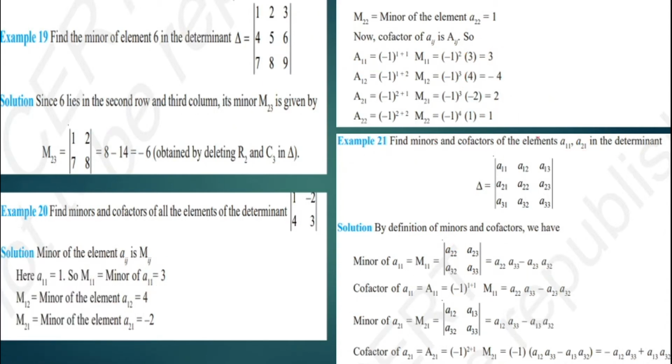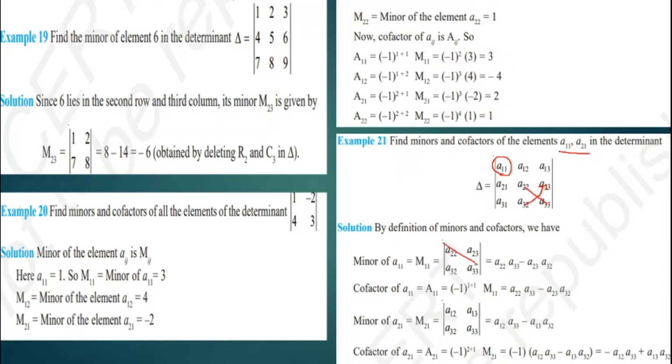Find the minors and cofactors of the elements A11 and A21. Here they have asked for the minors of two elements, A11 and A21. First we'll go for A11, find the minor and then the cofactor. So the minor of A11, that is M11, is A22 A33 minus A32 A23.